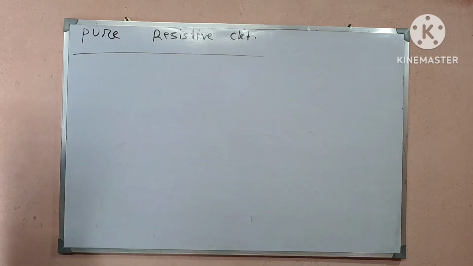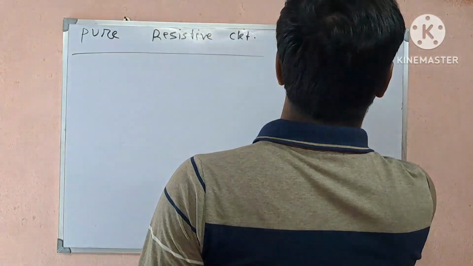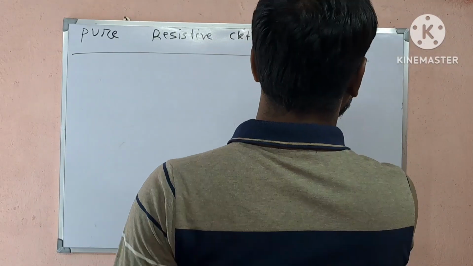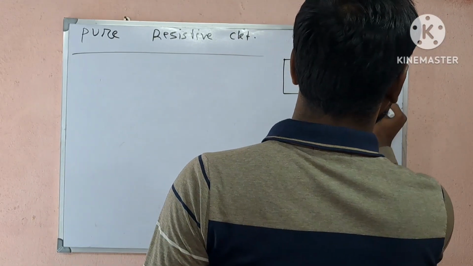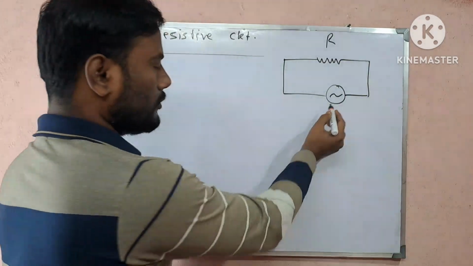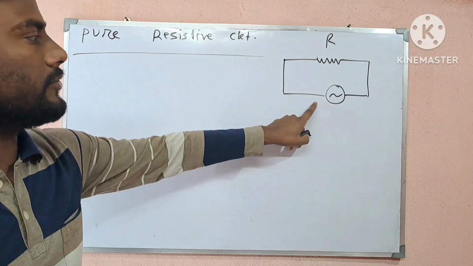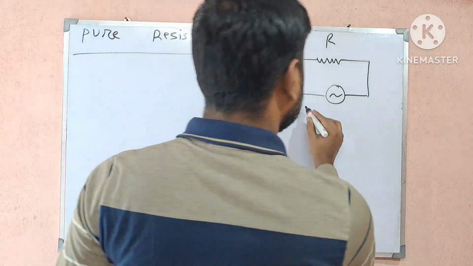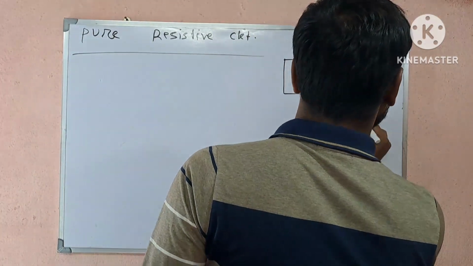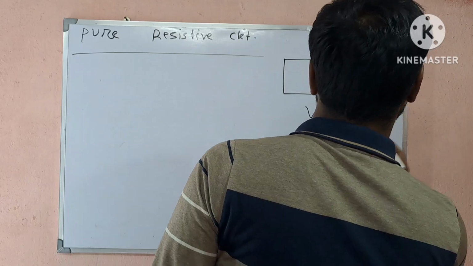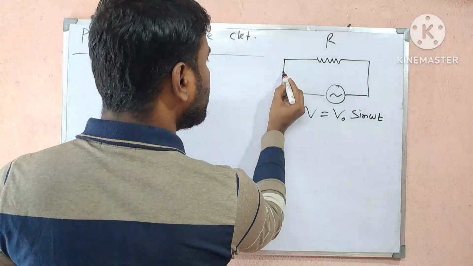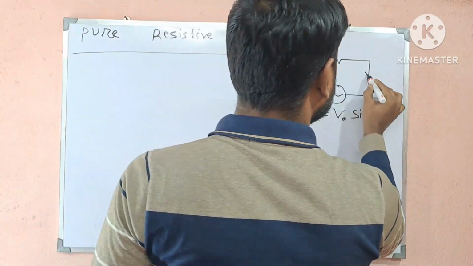Now we will talk about the pure resistive circuit. What is a pure resistive circuit? It is a circuit that contains only a resistor. So that is the pure resistive circuit. A resistor is there, and that is the source. The source we use is an AC source, that is the symbol of an AC source. Let's see, V equal to V0 sin omega t is the applied voltage, and at any instant t, I is the current in the circuit.